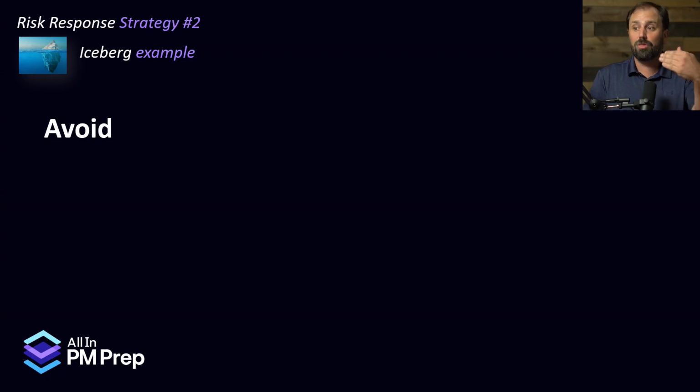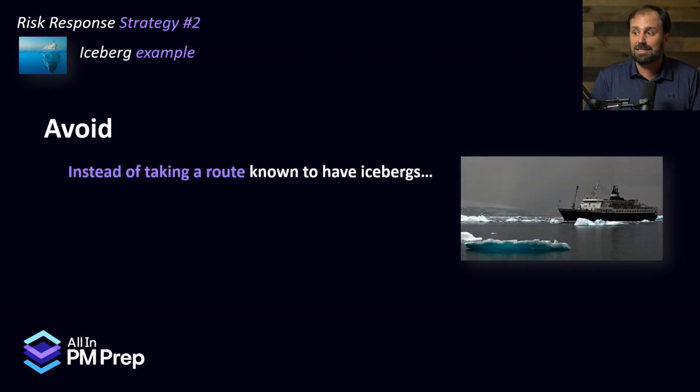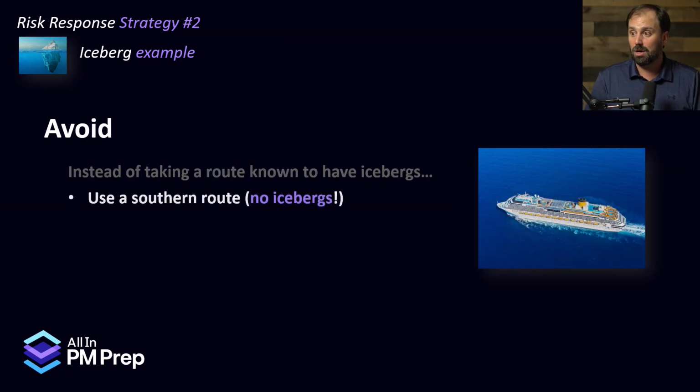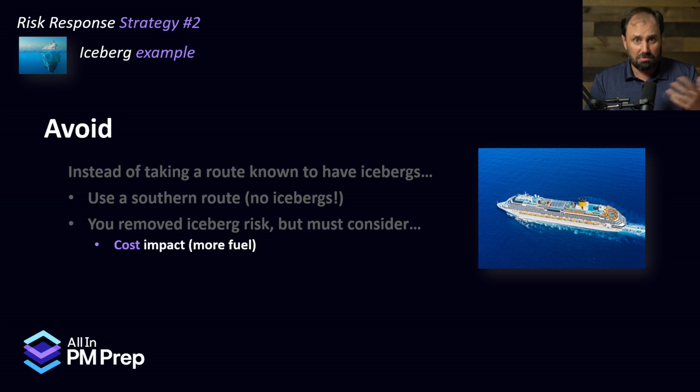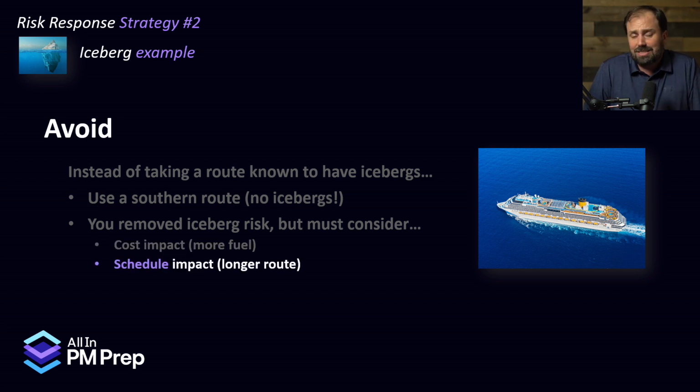So in the iceberg example, instead of taking a route that is known to have icebergs, if we wanted to avoid it, what would we do? Well, we'd probably go south, okay? Probably the opposite way against all the winds and the currents, but we'd have no icebergs, all right? Now, you remove the risk of icebergs, but as we do that, we got to consider the cost impact. Going to be a lot more fuel, probably, and the schedule impact is going to be longer, but you might make it, so that's a good thing, all to consider.